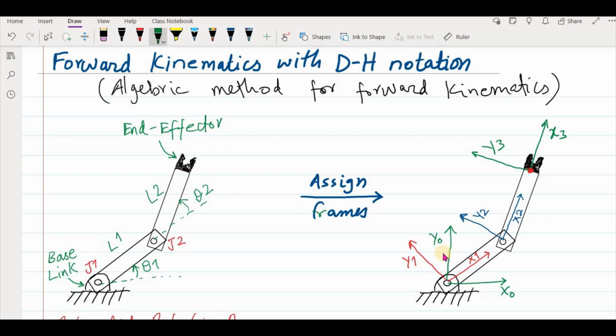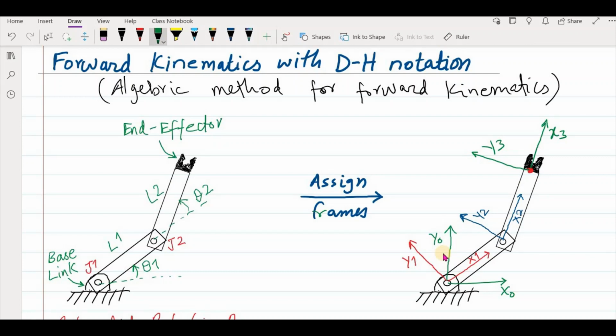So yeah, now we have assigned the frames. We have how many frames? 1, 2, 3, 4 frames. Okay, although this is not a joint, we have assigned a frame here because we are interested in finding its position. So that's why we need a frame here.